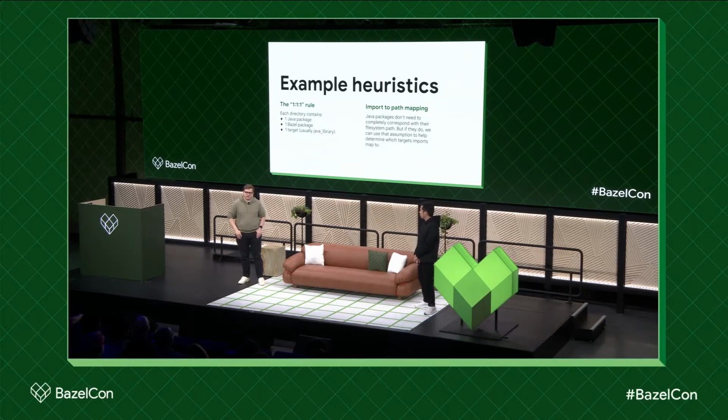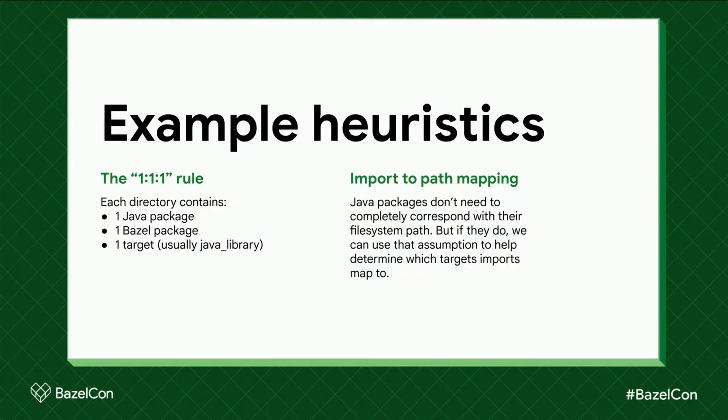Yeah, so here's a pretty standard one. The 1-1-1 rule is a pretty standard heuristic for Gazelle, which is basically you have one package, in our case, where we're making a Java extension, so it's a Java package. That's one package, one directory, one target. Everything is super simple. That's a really nice heuristic and rule to have and enforce, because then you can know exactly which rule in a package is responsible for building anything.